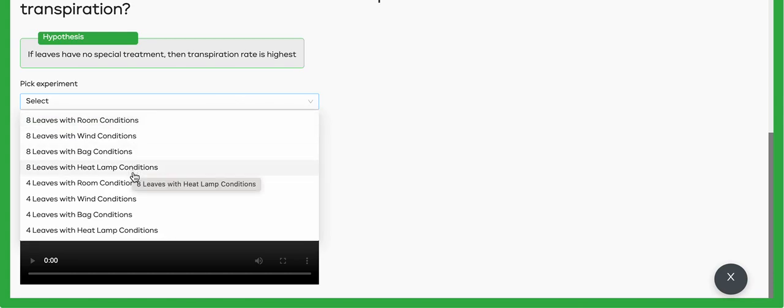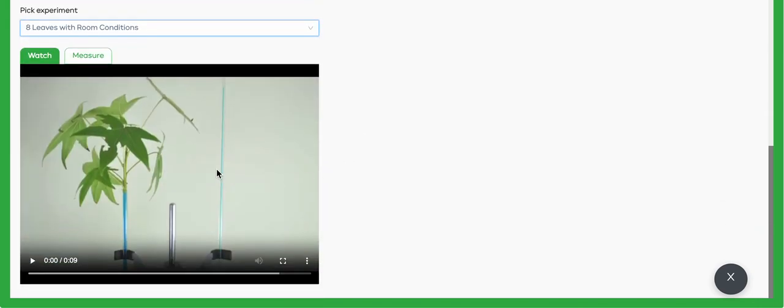Now notice that we have 8 videos here. We have a choice of either 8 leaves or 4 leaves with each of the 4 conditions. I'll just pick the first one. You notice here's our setup. There's the leaves, the 8 of them. They've been stuck into this tube.